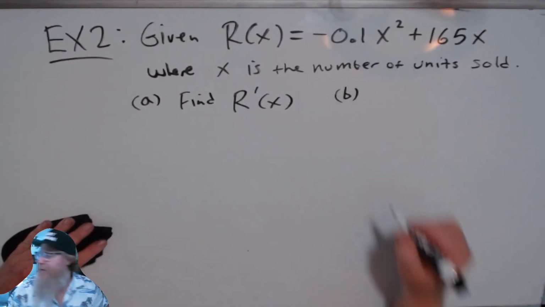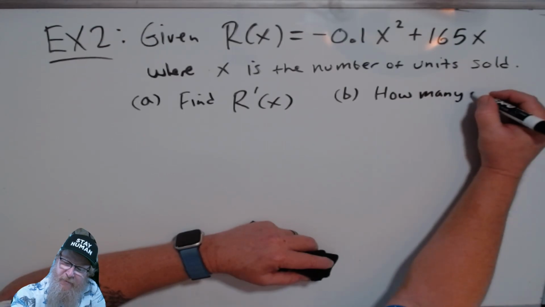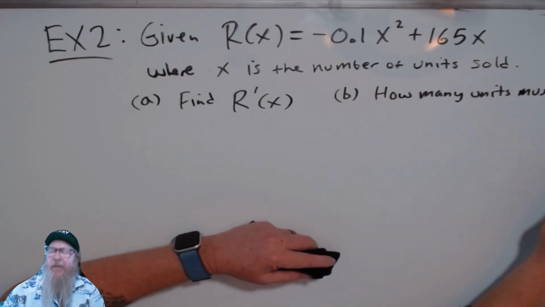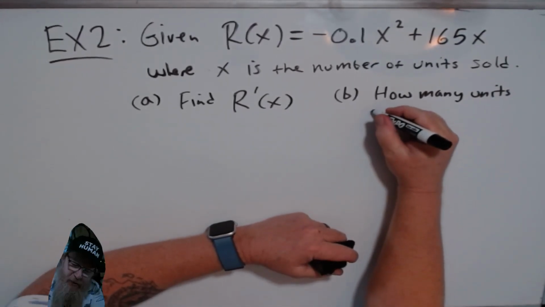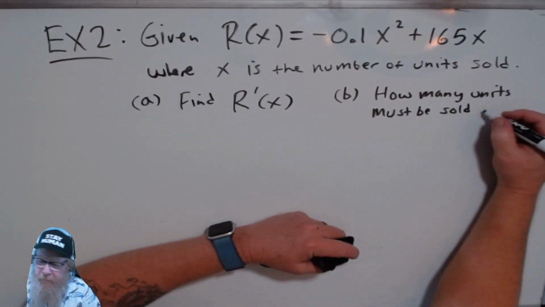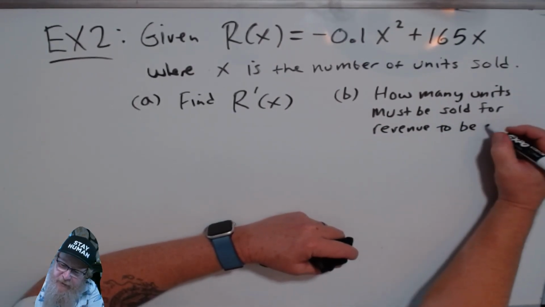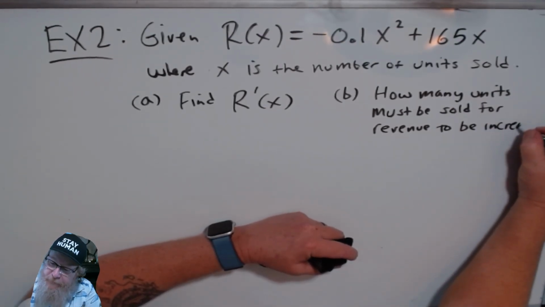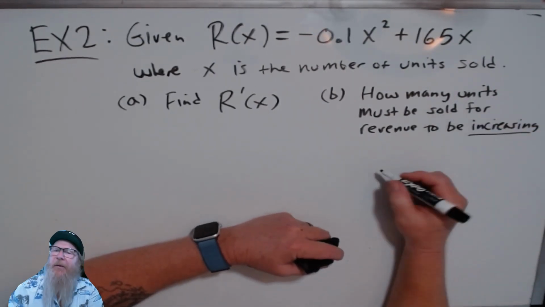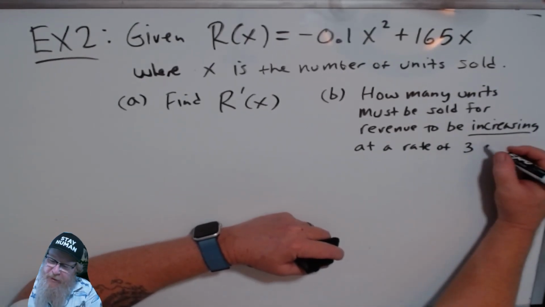And then how many units must be sold for the revenue to be increasing, because that's what we want, right? We want revenue to go up, increasing at a rate of $3 per unit.